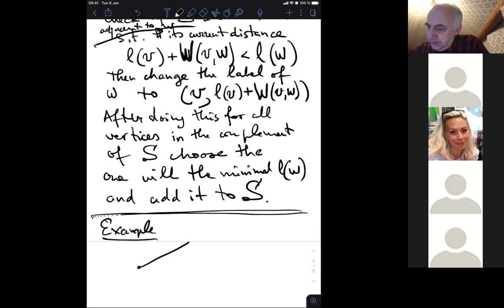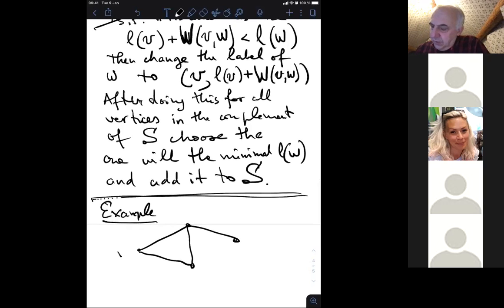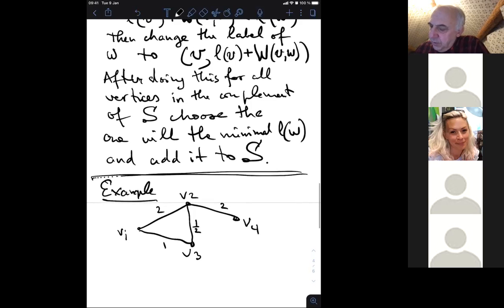how it works. Say we have a fairly simple graph with only 4 vertices and 4 edges. Say V1. Here you have 1, 2, and this is, say, weight 1/2, and say this is weight 2, and I label the vertices as V2 here, V3 here, and V4. And V1 is my original vertex I want to start with.